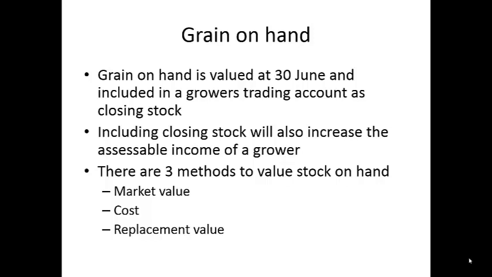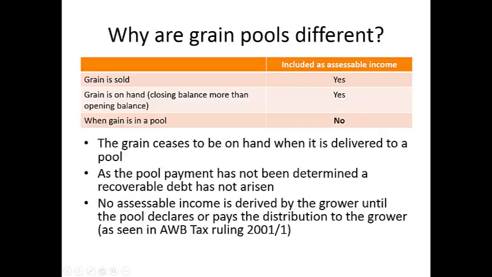Now there are three ways of measuring the value of closing stock, the amount that's disclosed in the tax return. The first is market value, the second is cost, and the third is replacement value. So why are grain pools different?